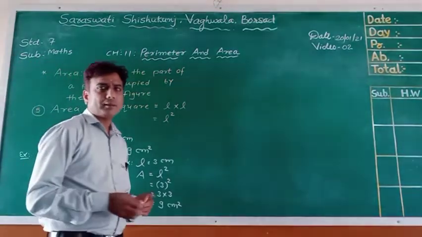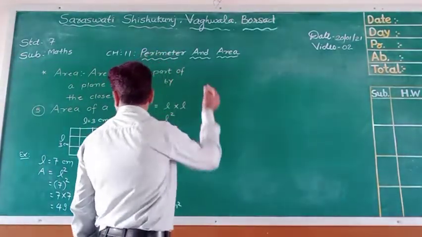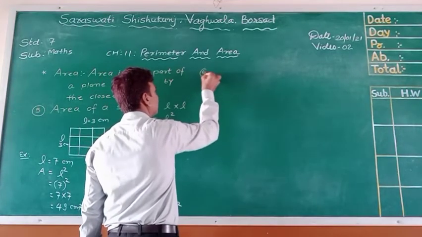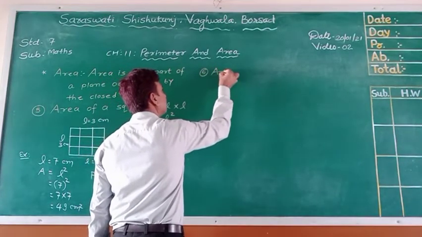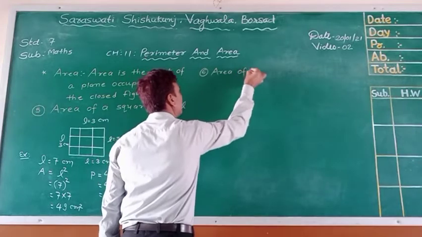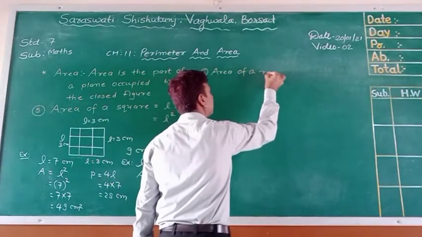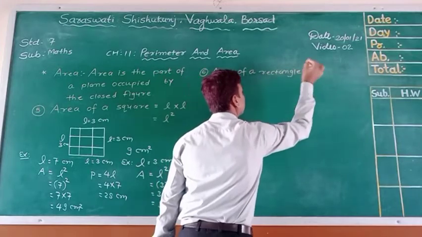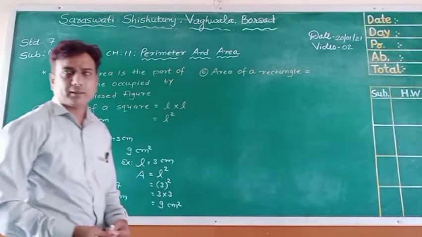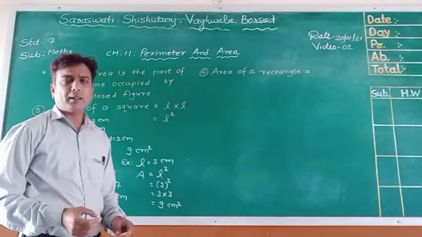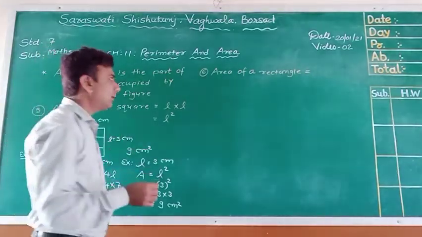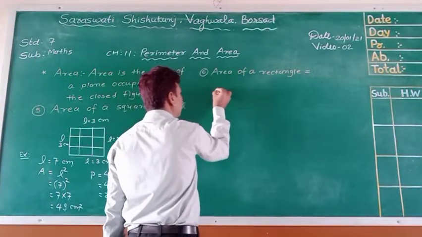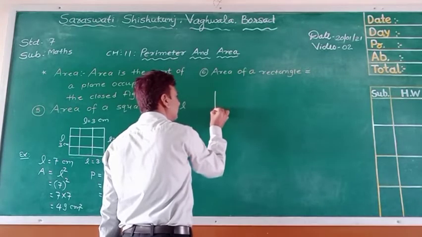Easy. Now next, formula number 6: area of a rectangle. So how can we make the formula for the area of a rectangle? See here. First, this rectangle is given, so we will draw one rectangle here.